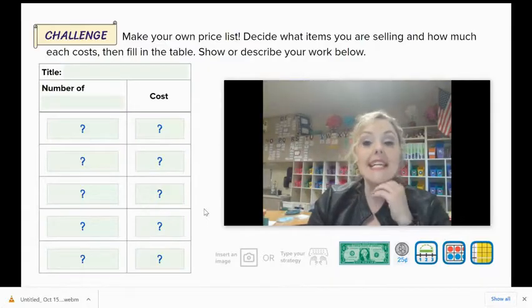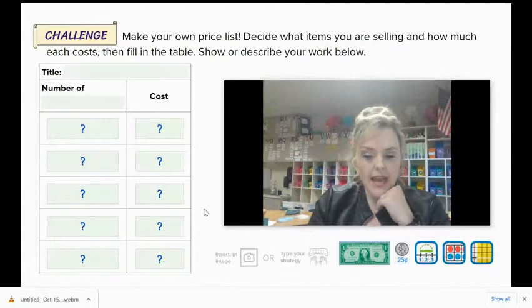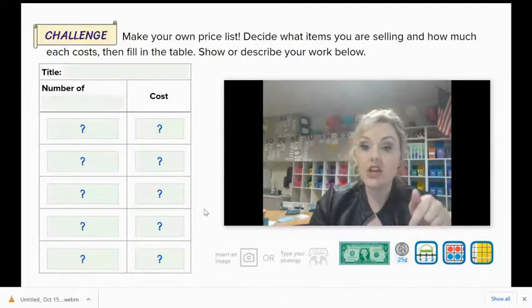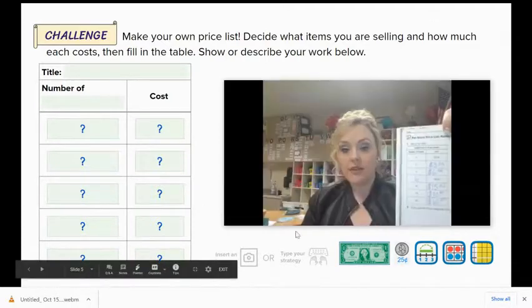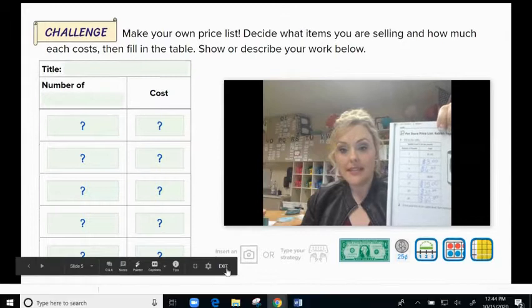paid $16.50 for rabbit food. How many pounds did you buy? Show your thinking. $16.50. Look back at the chart. Look at the chart. What do we know? What do we know about this?